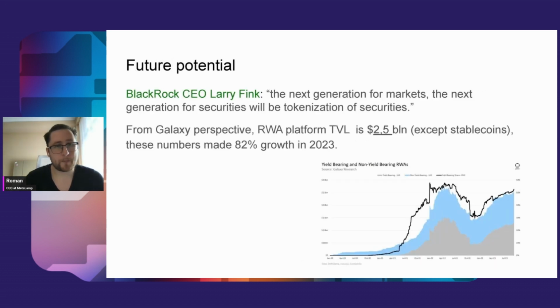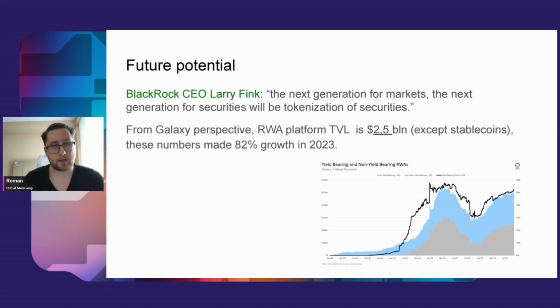So what about future potential? The previous slide was about today's market, right? And what about the future? The future is very promising right now. For example, these are words of Larry Fink, the CEO of BlackRock. He said that he expects tokenized securities, tokenized assets, would be the next generation for markets.